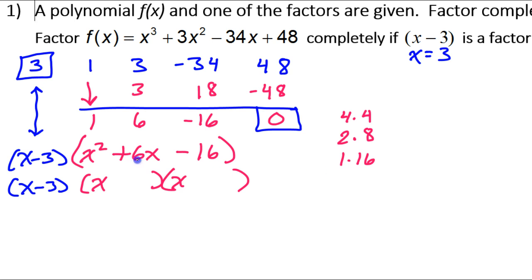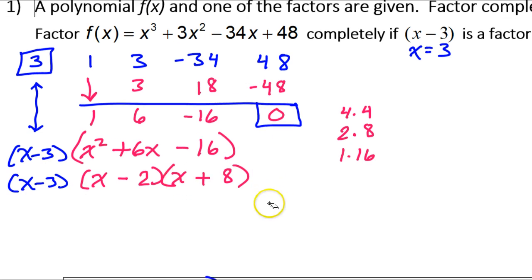Now, looking at the middle term of 6, I'm liking 2 times 8, right? Because 8 minus 2 is 6, so that looks promising. So I'm going to try that first. Inner plus outer must equal middle. Inner, I have 2x. Outer, I have 8x. To get a middle of positive 6, I need a negative 2 and a positive 8. So there's my negative 2, there's my positive 8. Negative 2 times 8 is negative 16, so that's good.